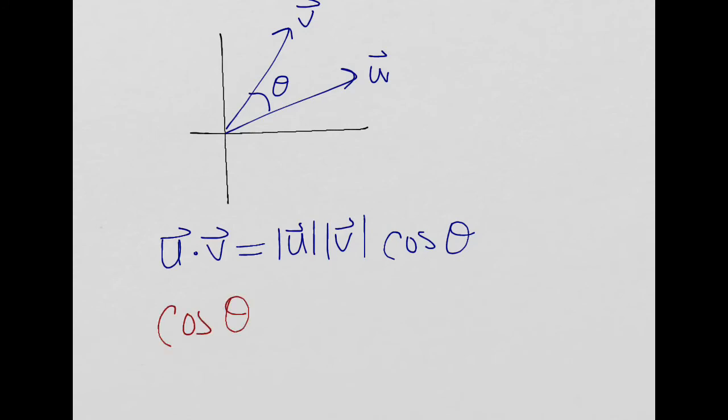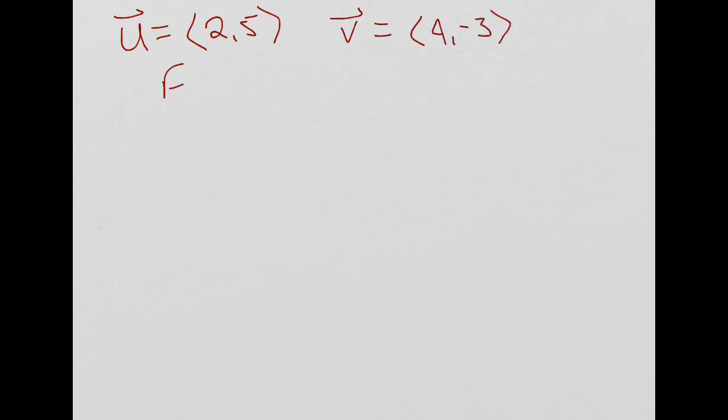The cosine of theta is u dot v divided by the magnitude of u times the magnitude of v. So we can show an example of that. Say u equals 2, 5 and v equals 4, -3. Find theta. So I'm supposing that these two vectors have been moved so that their initial points are at the origin.